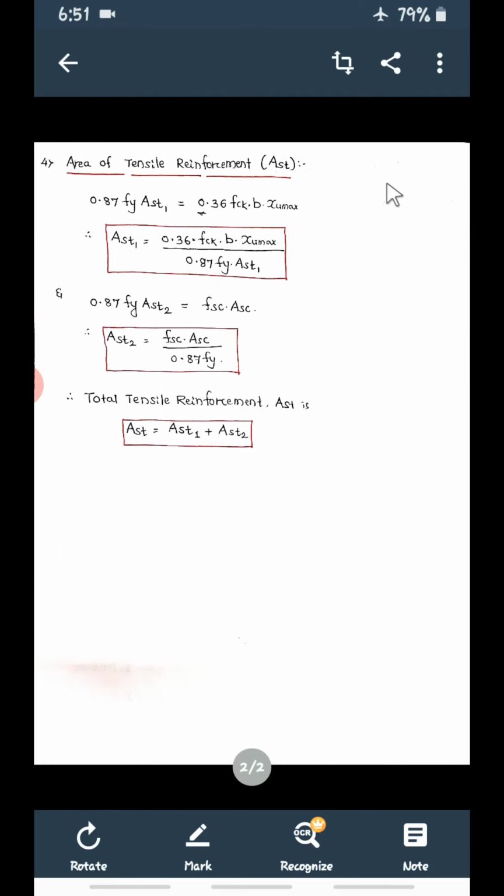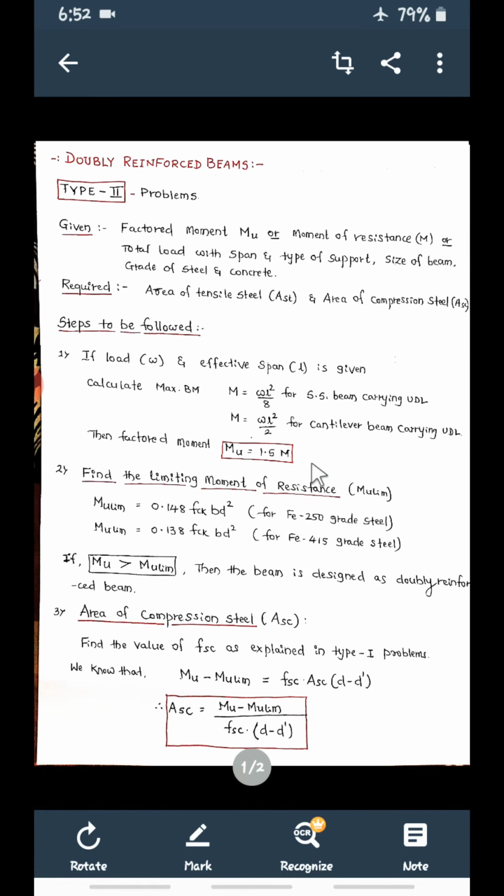Then in the fourth step, AST will be calculated. First calculate AST1, then calculate AST2. Add these two and we get the total AST. So these are the 4 steps you have to remember for type 2 problems.